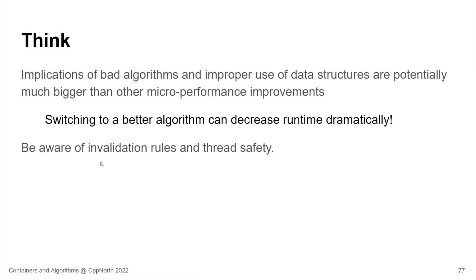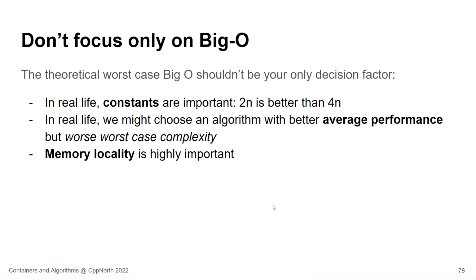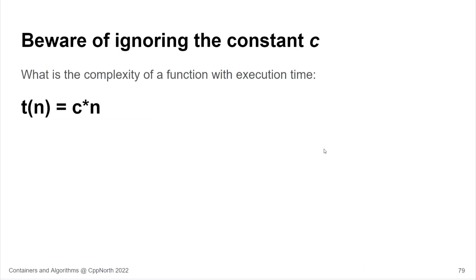Be aware of invalidation rules and thread safety always. Don't focus only on big O. We discussed cache locality. And in real life, constants are important. 2n is better than 4n, even though usually we just ignore the constant. Yeah, but you know, twice the time is not so good. Ignore the constant. So when we ignore the constant, it's something that, again, as said before, we should think about.